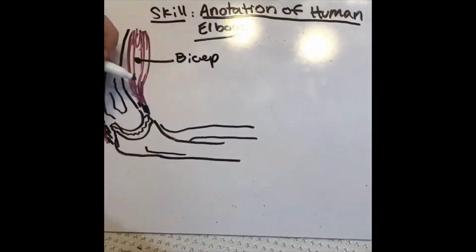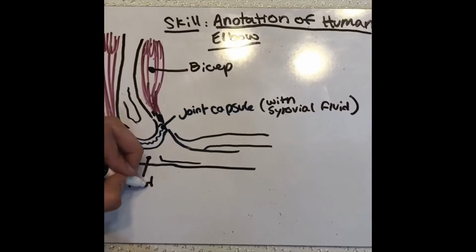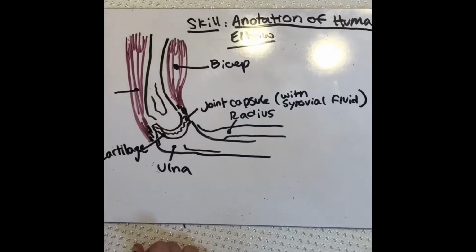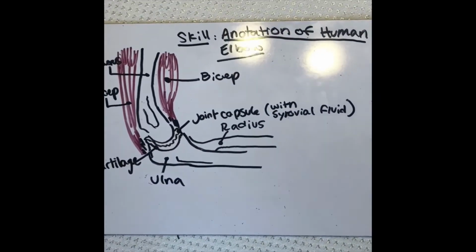Next, we looked at a scale in the subunit. The elbow is a synovial hinge joint in the human arm. Here we can see the synovial fluid in the joint capsule connecting the humerus to the radius and ulna. We can also see the antagonistic muscle pair of bicep and tricep in the forearm.